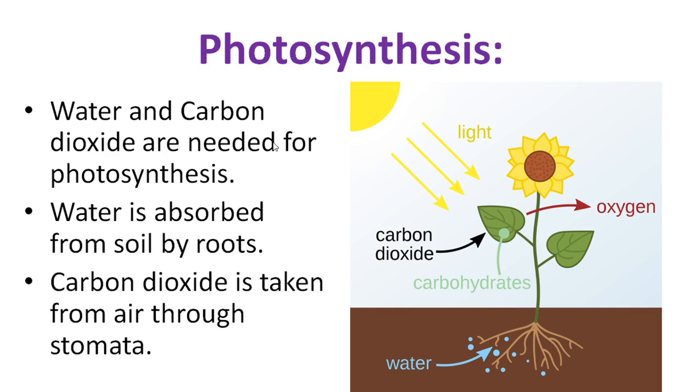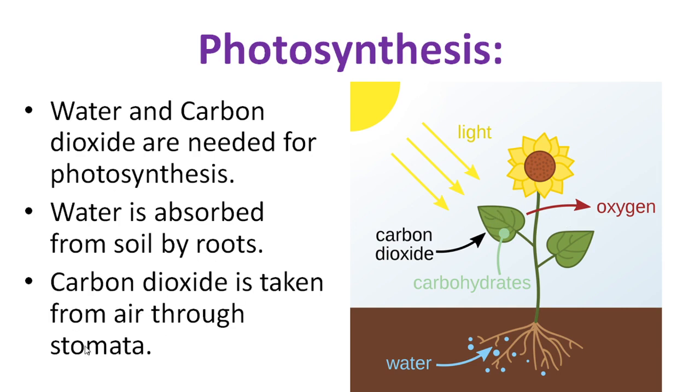Now, carbon dioxide is present inside the atmosphere or in the air. Carbon dioxide is taken by the leaves from the atmosphere, right? And it enters the leaf through tiny pores called stomata, right? Carbon dioxide is taken from air through stomata.